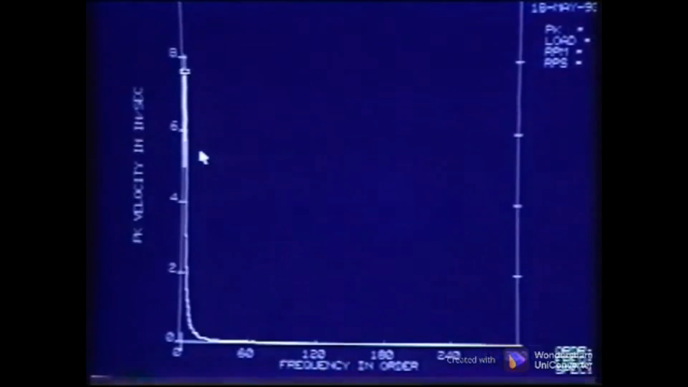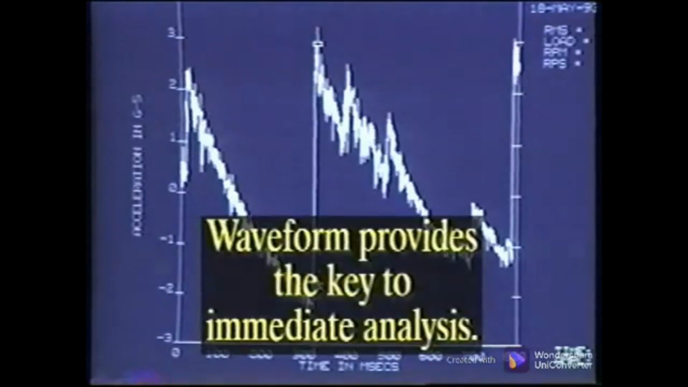The spectral data has a high peak, nearly 7 inches per second at a frequency of 5 Hz. The rest of the spectrum appears as a raised floor, much like random impacting. Although the spectral data does not appear normal, it could be overlooked. But the waveform data immediately tells the story of an intermittent signal.